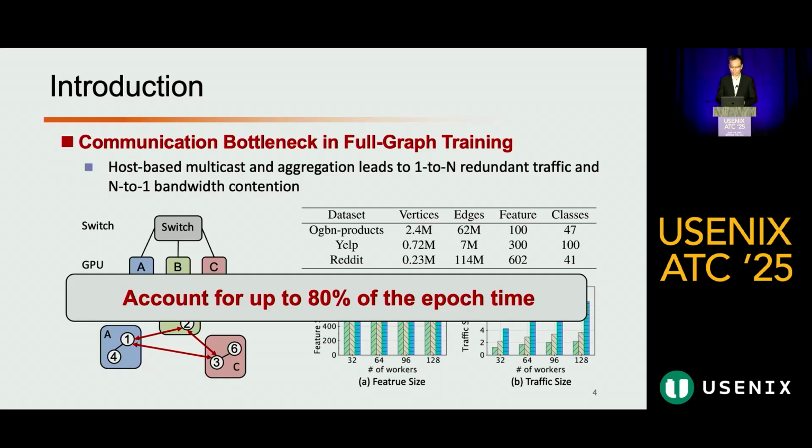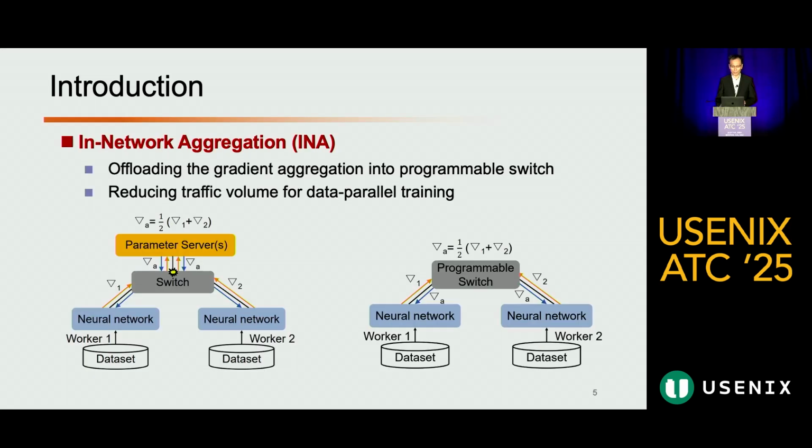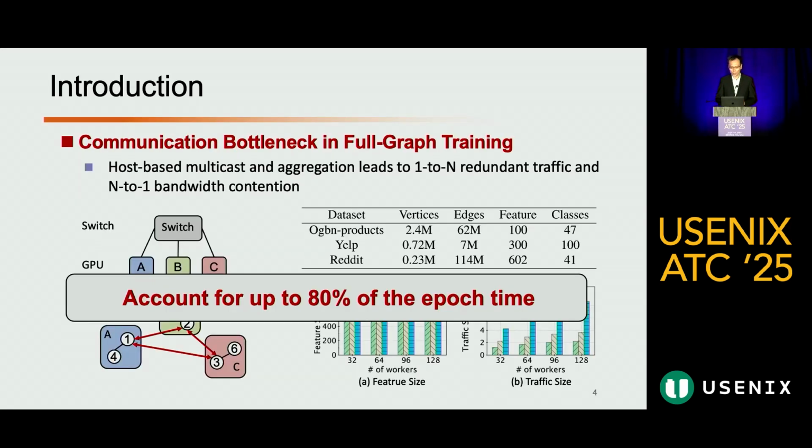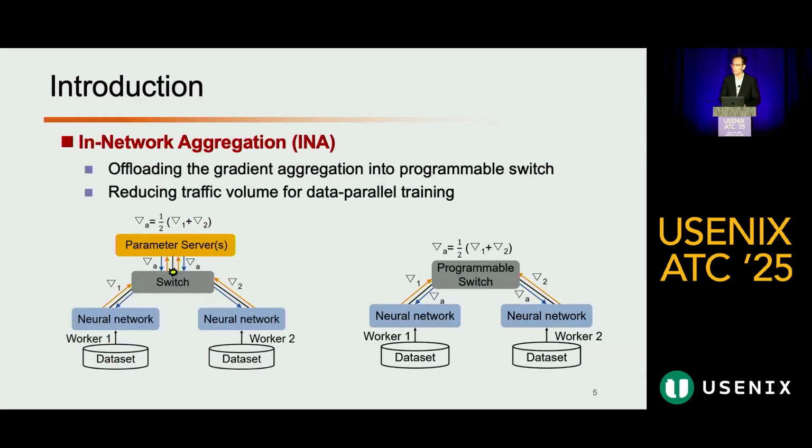In some datasets like Reddit, each feature can be duplicated up to 16 times. That leads to serious bandwidth contention, sometimes taking up to 80% of the training time. To scale out GNN training, we need a faster way to handle this multicasting and aggregation. That's where programmable switches come in.